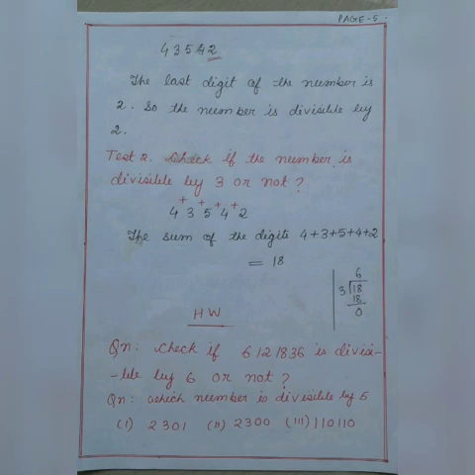I have given you homework. Check if 6121836 is divisible by 6 or not. You just follow the procedure I have done and you can do it.